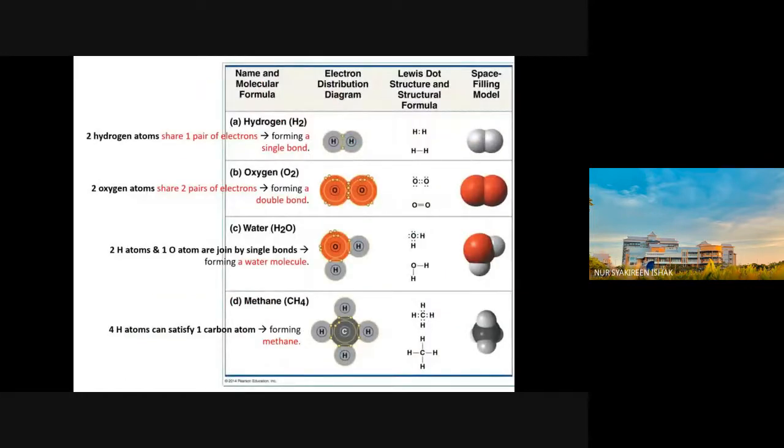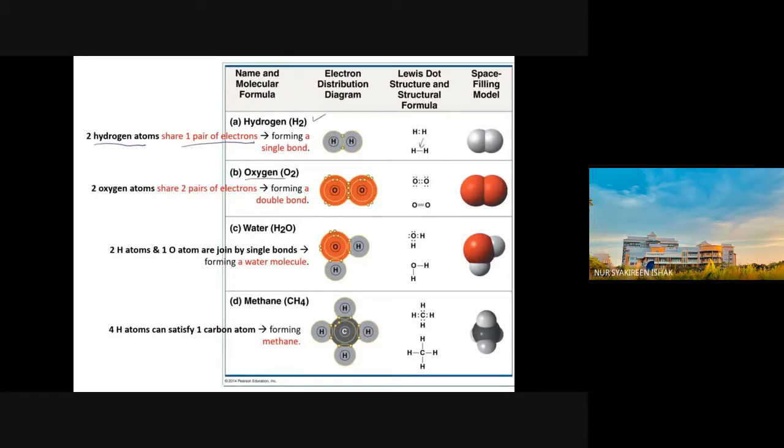In this table, it shows you 4 different kinds of molecule and how covalent bonds are formed between atoms within the molecule. So the first molecule here, you have the hydrogen molecule. Hydrogen molecule is formed when two hydrogen atoms share one pair of electrons. So as you can see, two hydrogen atoms share one pair of electrons to form a single covalent bond.